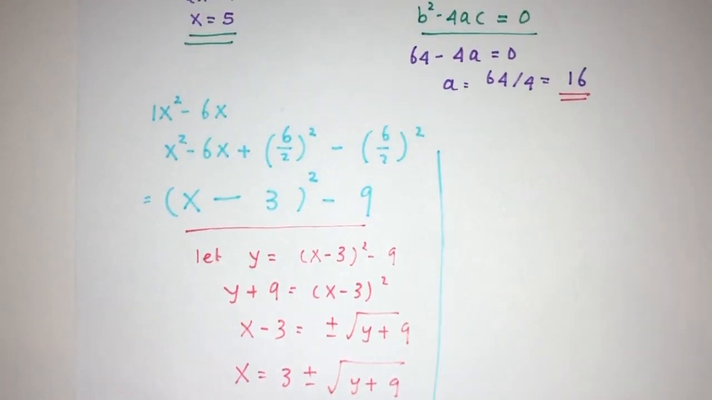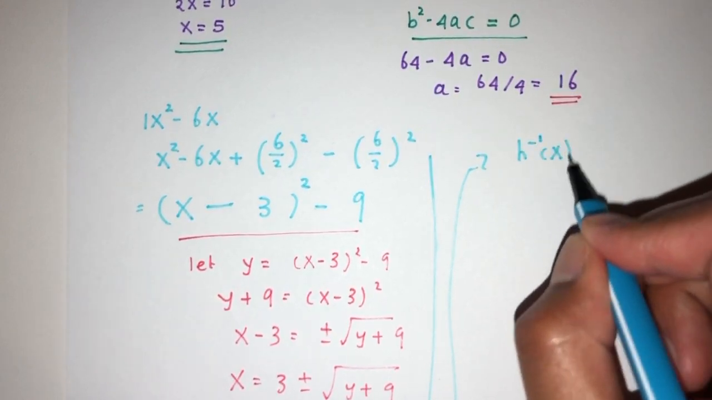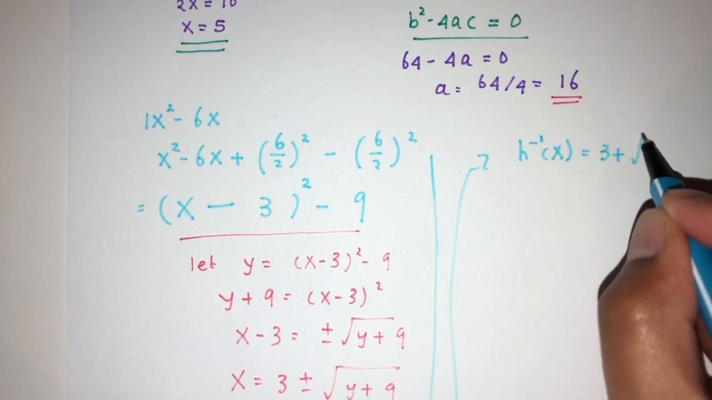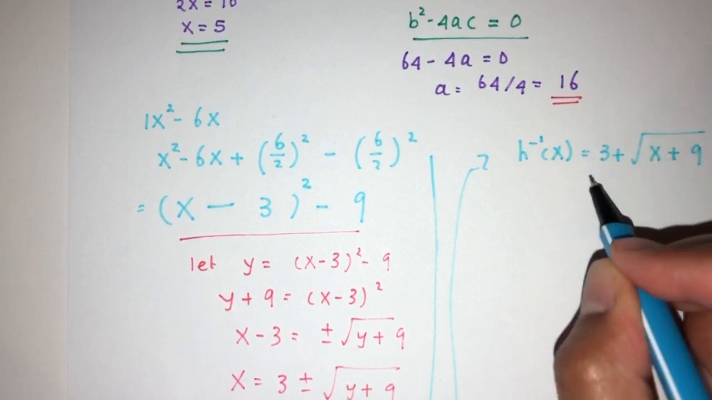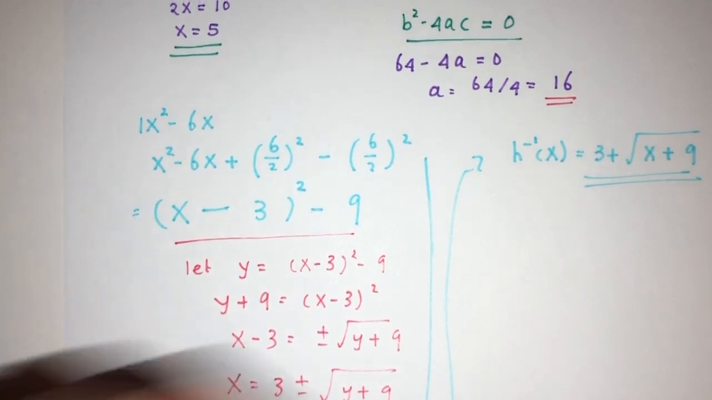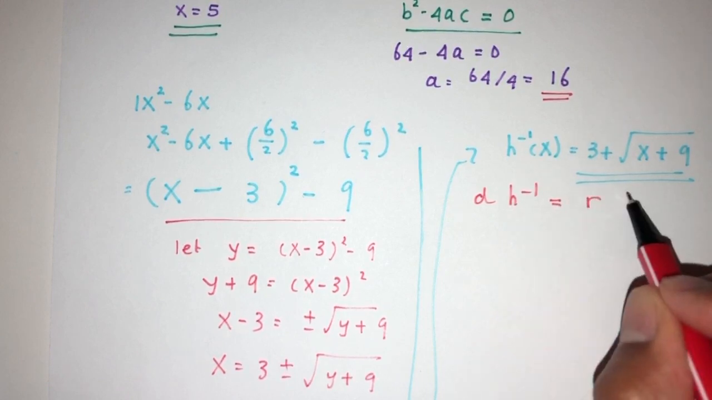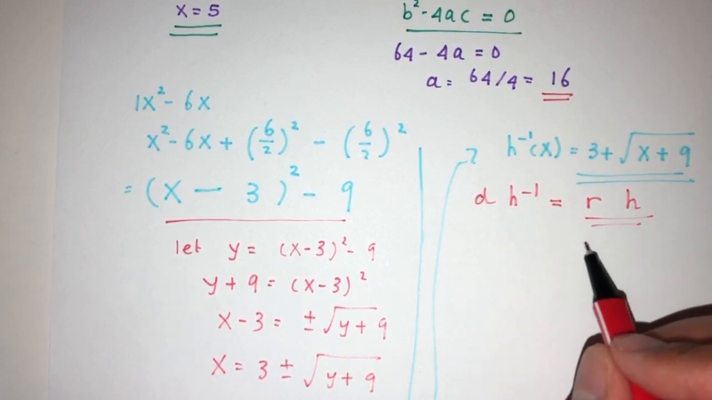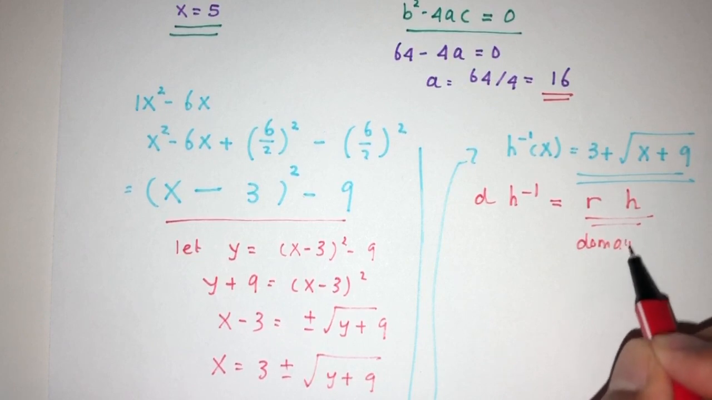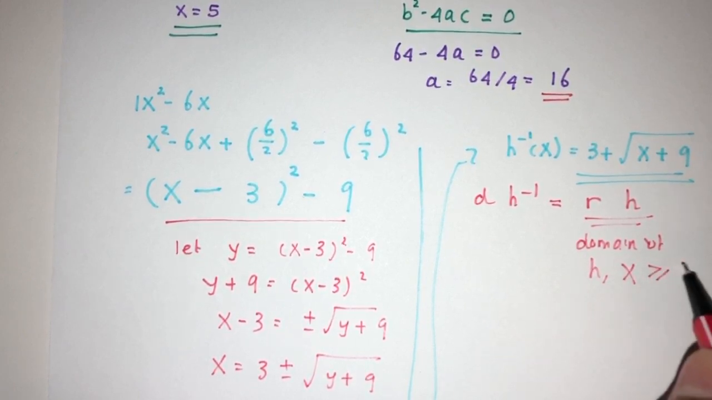From this, I can have h inverse, in terms of x, I have to change, that will be 3 plus the square root of x plus 9. That will be my answer for this part of the question. Now again, I have to also state the domain of h inverse. Now realize that the domain of h inverse is the same thing as the range of h. Now we know the domain of h is given to you by x more than or equal to 3.